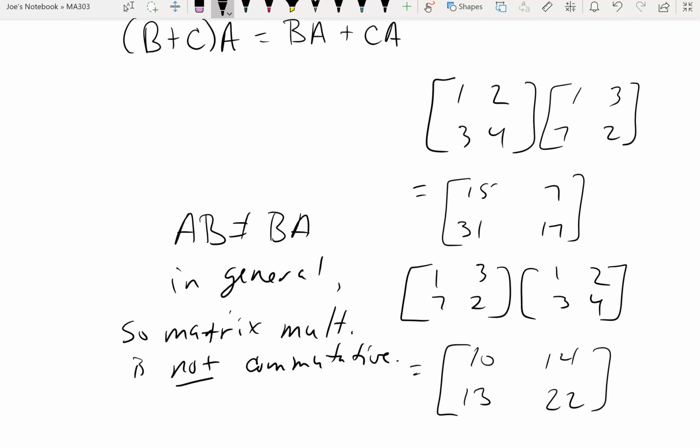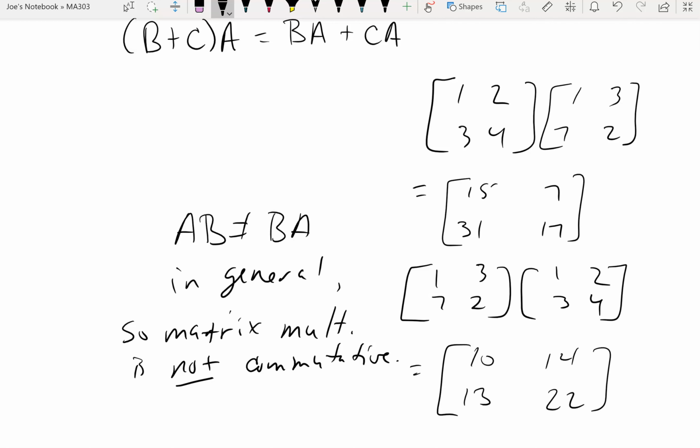Okay? We don't necessarily get the same answer. Now you can. There are examples of matrices that will commute when you multiply them, but in general, it does not. If you've had Calc 3, you've seen an example of a non-commutative product before. If you've done the cross product, right? Cross product of two vectors is not commutative. In particular, when you flip them around, you get the negative, right?